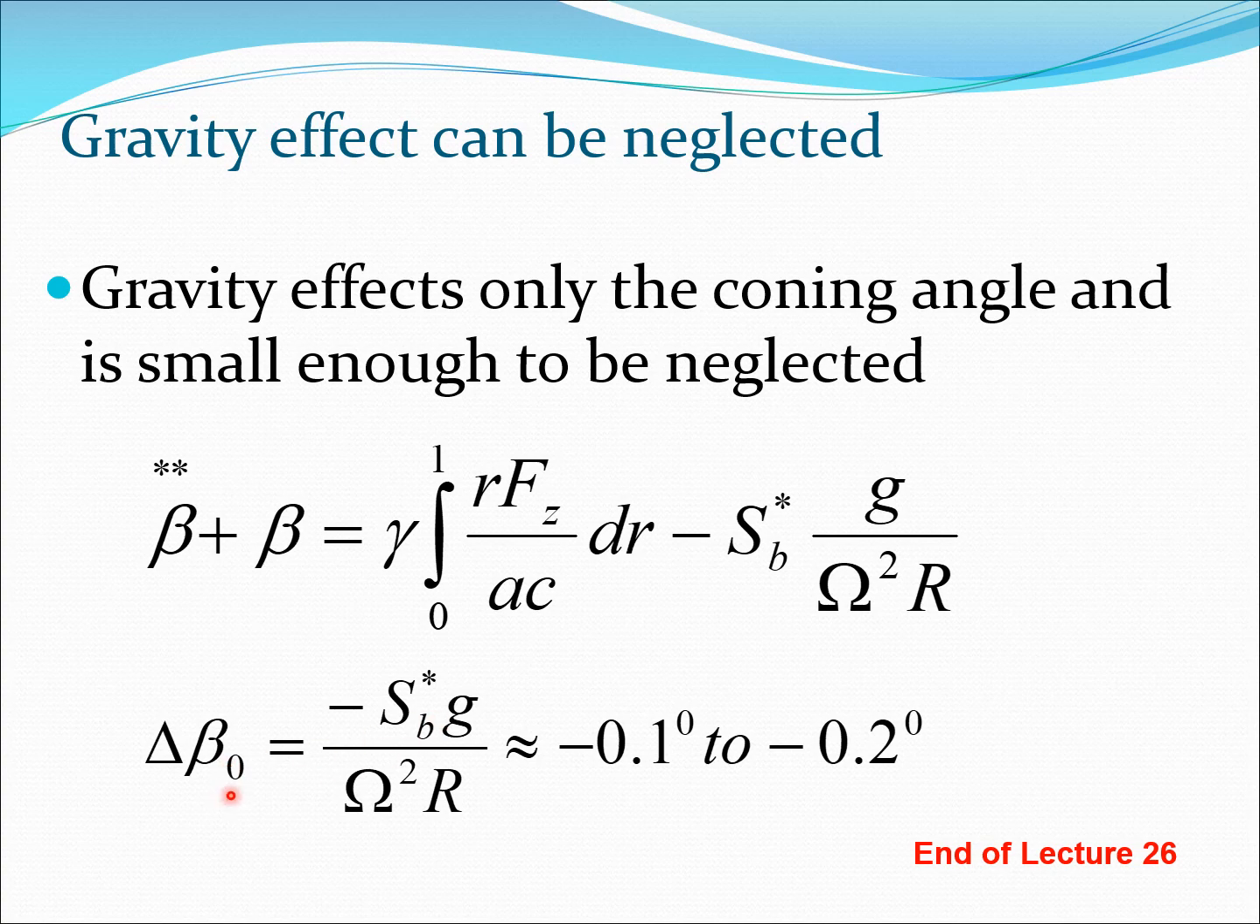If your flap angle is 6 or 7 degrees, then the effect of gravity would be to lower it by 0.1 degree to 0.2 degree. So if you are very much interested in getting very exact solutions, then you need to include the effect of gravity also. But in many cases in helicopter dynamics, we neglect gravity because we are interested more in the dynamics of the problem than in the statics of the problem.